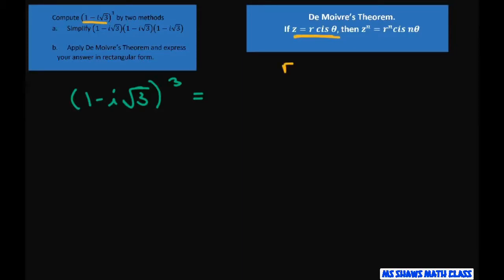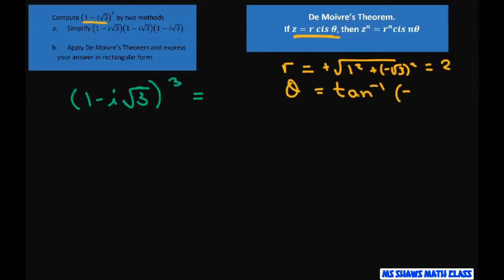So I know my r equals the positive square root of 1 squared plus negative square root of 3 squared. And that equals 2. And I know my angle is going to be inverse tan of negative square root of 3 divided by 1. And that's going to give you -60 degrees. So the angle is -60 degrees.